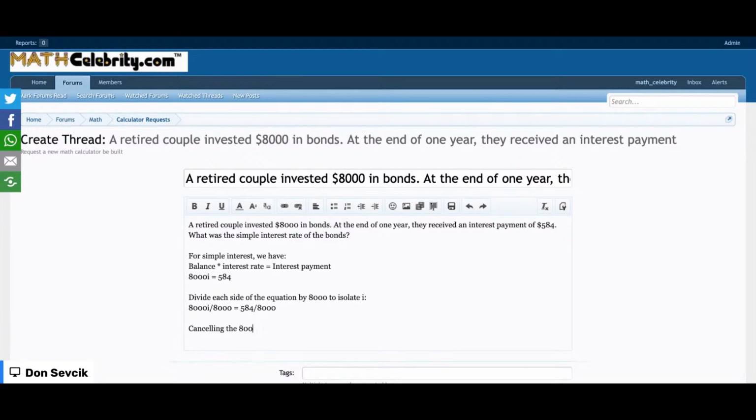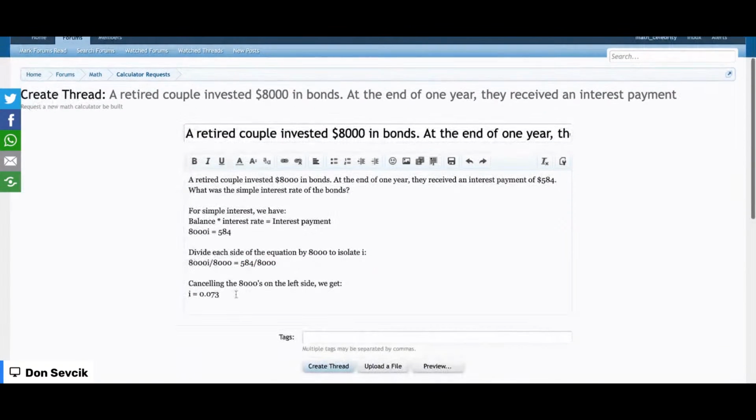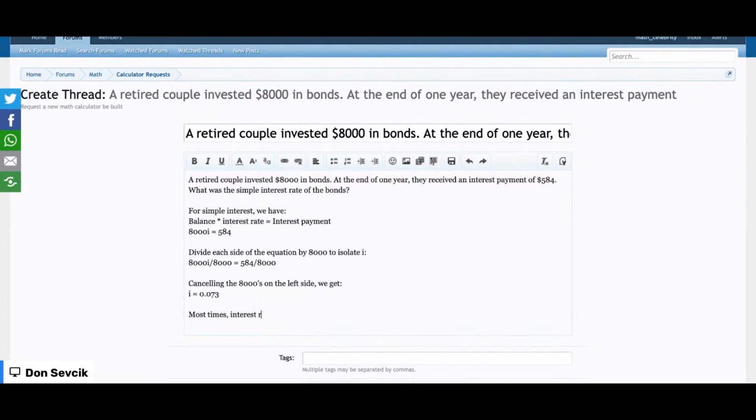Canceling the 8,000s. Left side, we get I equal to, and I'm going to go off screen here and use a calculator. 0.073. Now, sometimes your class will let you answer in decimal for interest rates. Most times, interest rates are expressed as a percentage.